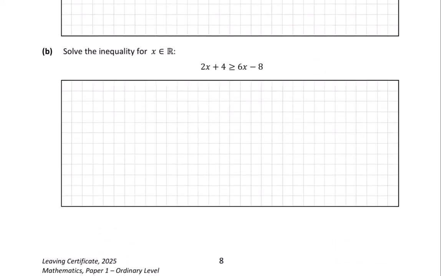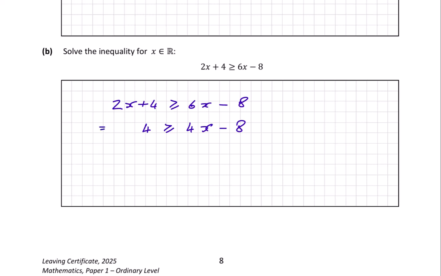Solve the inequality. So we have 2x plus 4 is greater than or equal to 6x minus 8. What I'm going to do is take the 2x and bring it over to the other side. In other words, I'm going to subtract 2x from the left-hand side to leave me with just 4. I'm going to subtract 2x from the right-hand side. So 6x minus 2x is 4x, and I have minus 8 there as well.